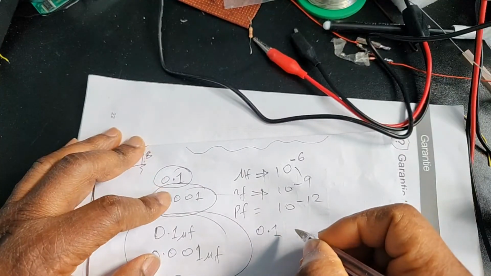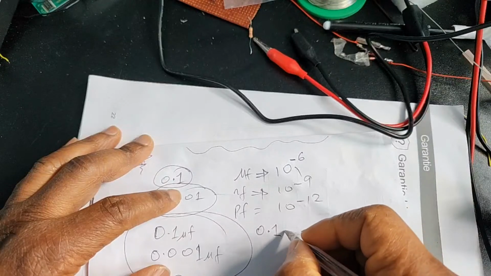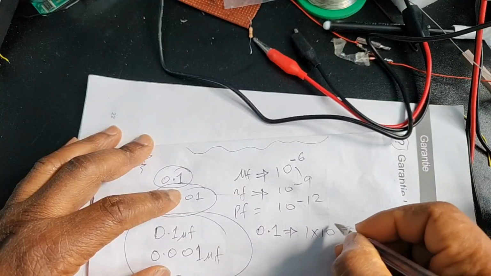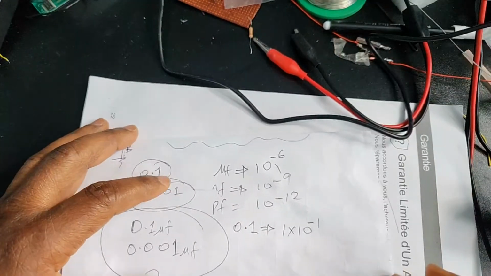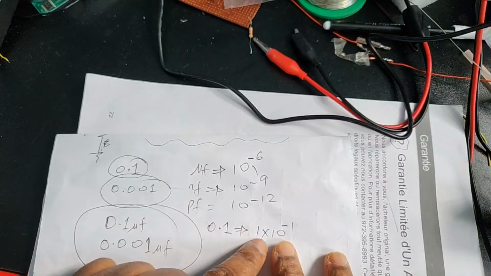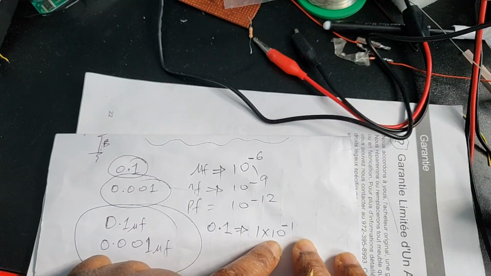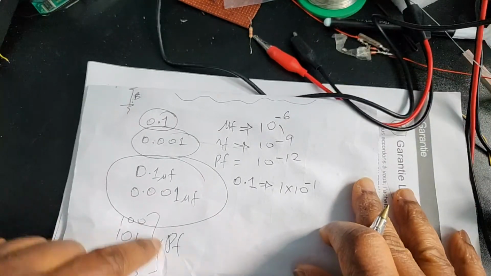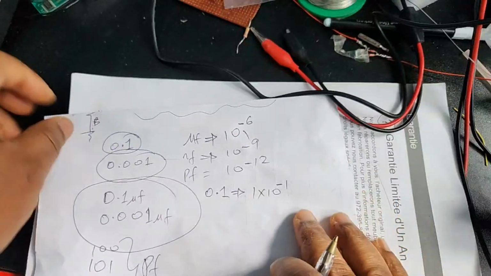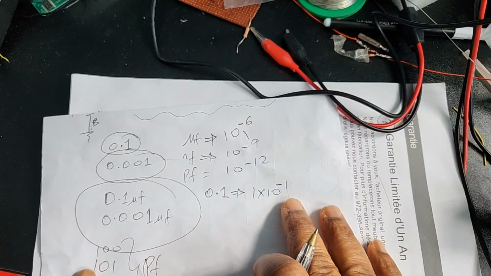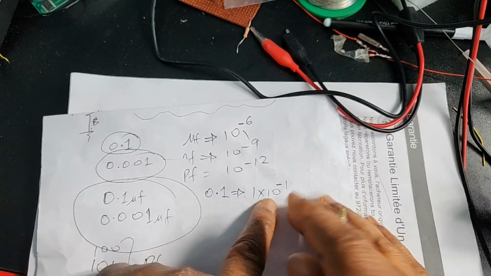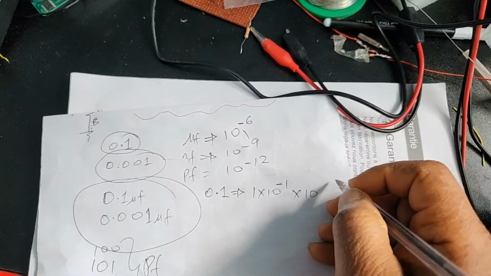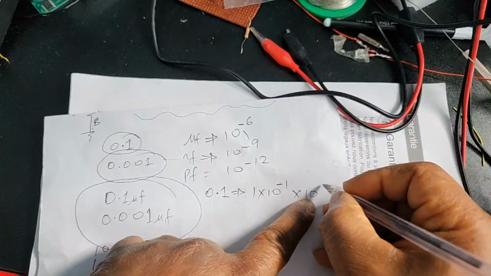So 0.1, right, is the same as 1 times 10 raised to the power minus 1. Once you do this, you want to now convert it to picofarads, because when you do, you can write it as numbers if you're looking for values in numbers like this. So how do I convert this to picofarads? All I need to do now is to say times 10 raised to picofarad, which is minus 12. So raised to the power minus 12.